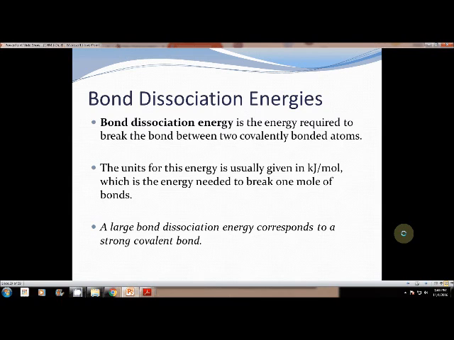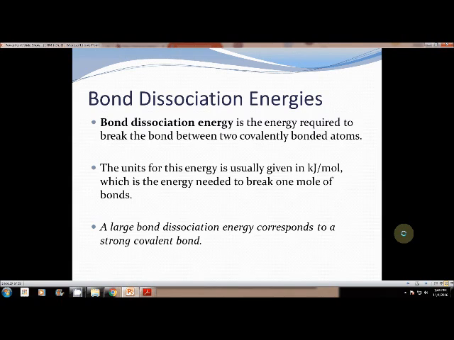Okay? So the first one is bond dissociation energy. That's the energy required to break the bond between two covalently bonded atoms. So it's what breaks it so it goes apart. The units for this energy is usually given in kJ/mole, which is kilojoules per mole, which is the energy needed to break 1 mole of the bond. But we haven't talked about moles yet, so that doesn't really mean anything to you. A large bond dissociation energy corresponds to a strong covalent bond.